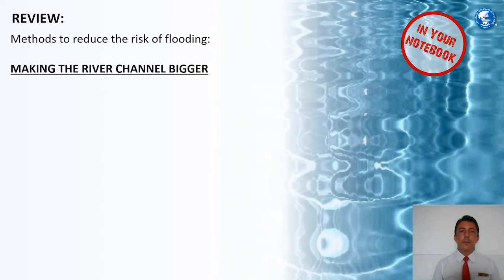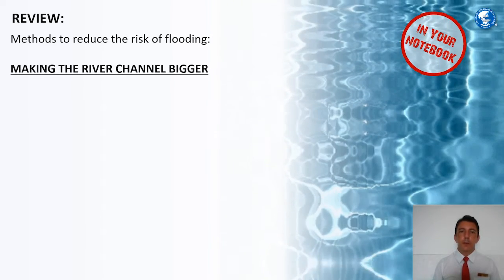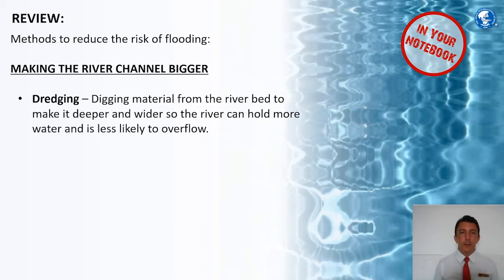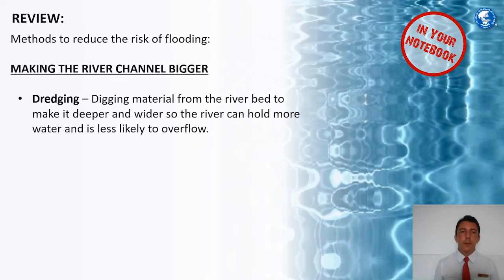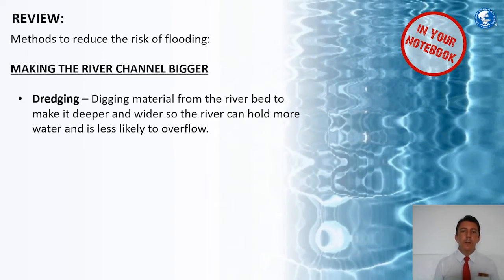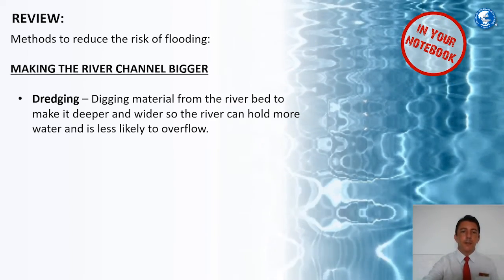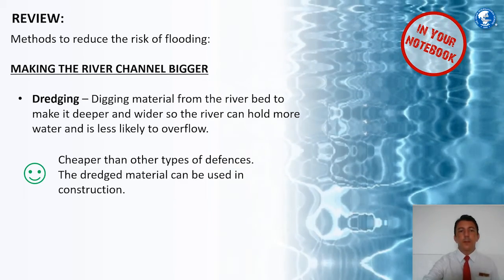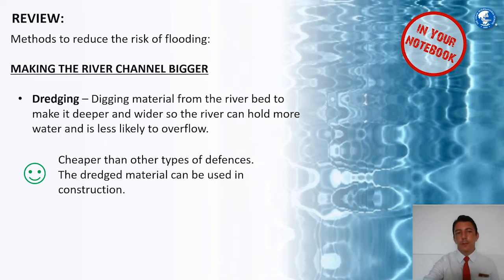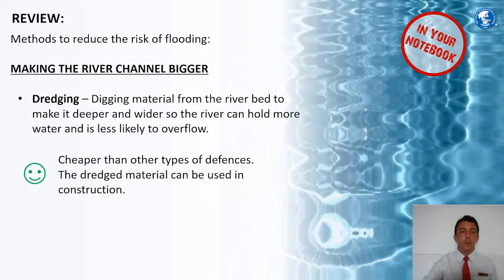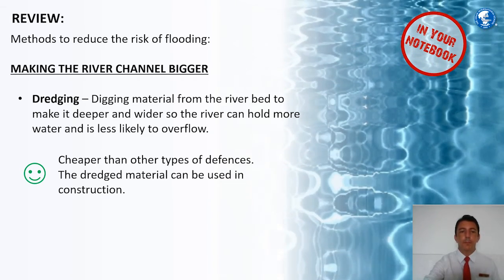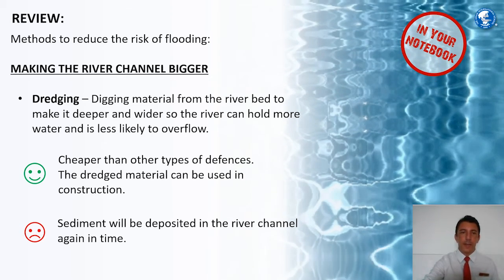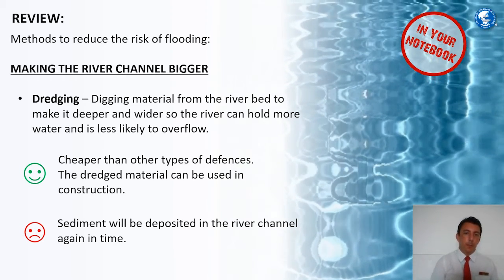So another method to reduce the risk of flooding is make the river channel bigger. So we do this by dredging, digging material from the riverbed to make it deeper and wider so the river can hold more water and it's less likely to overflow. This is cheaper than other types of defenses, and that dredged material can be used in construction. However, the sediment will be deposited in the river channel again in time, so the river will build up its bed again.